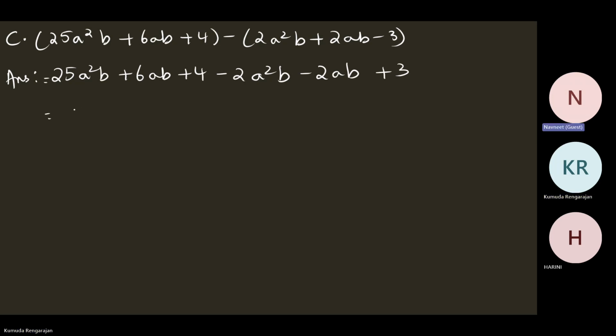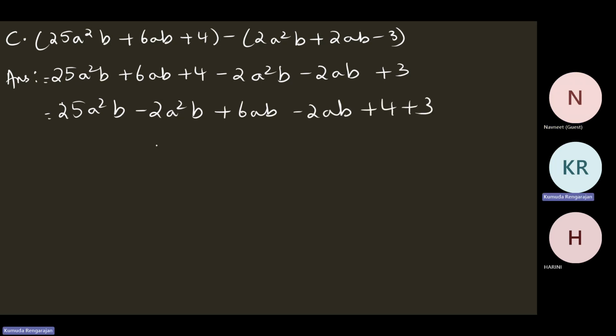Navneet, continue. Ma'am, 25a square b minus 2a square b. Yeah, next. Plus 6ab, minus 2ab plus 4 plus 3. Okay, Harini. Ma'am, 23a square b. Okay. 4ab minus 4ab.